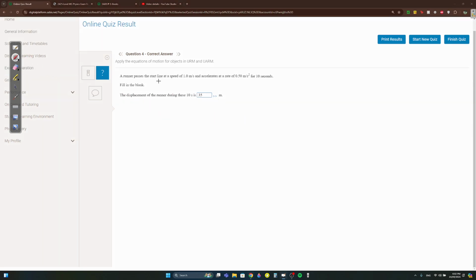Okay. A runner passes the start line at a speed of 1 meter per second. So he's starting at a speed of 1 meter per second. So what do you write? You write u equals 1 meter per second, and accelerates at a rate of 0.5 meters per second squared. So what do you write? a equals 0.5 meters per second squared.